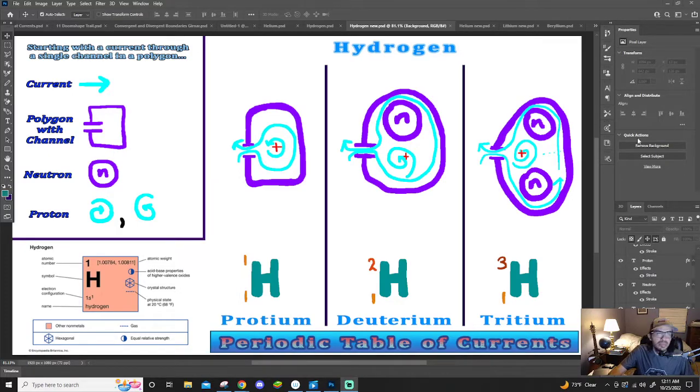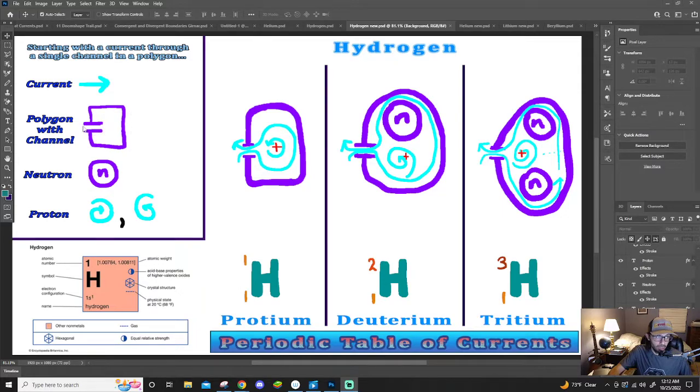Hello, hello. I would like to go through the first four elements of what is a proposed periodic table of currents. So, the principle, the concept is simple. Starting with a current through a single channel in a polygon. Current, polygon with a channel.